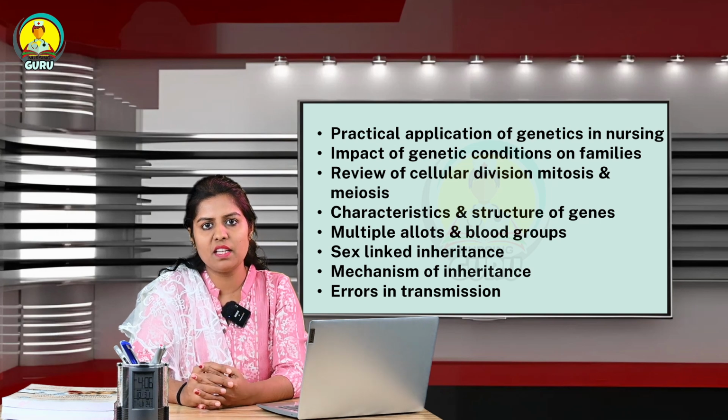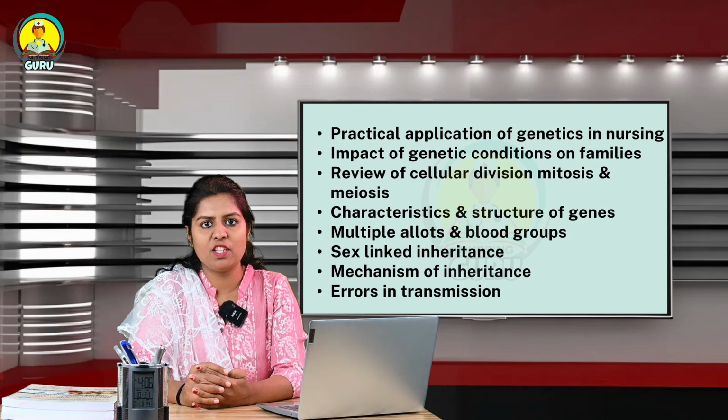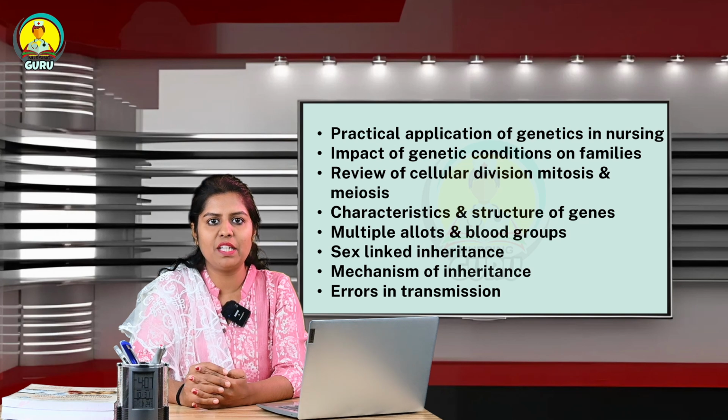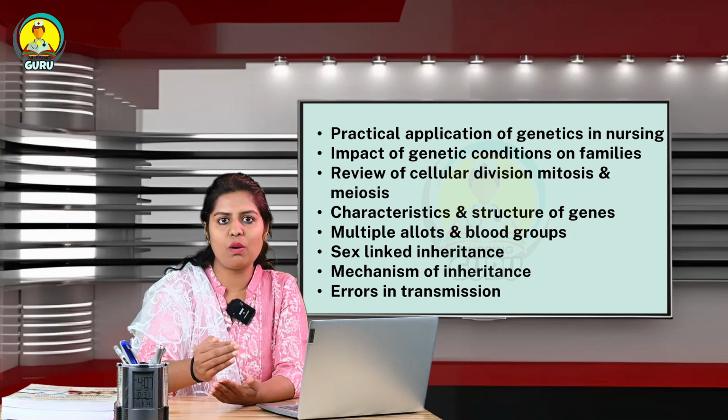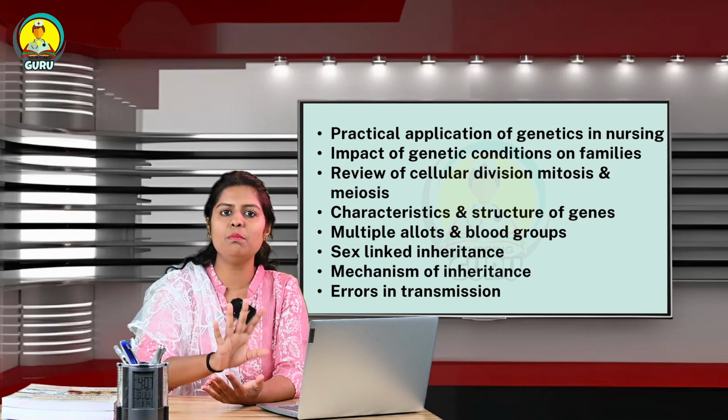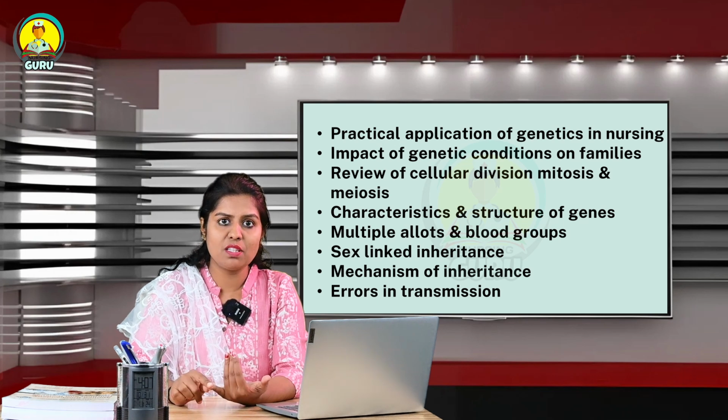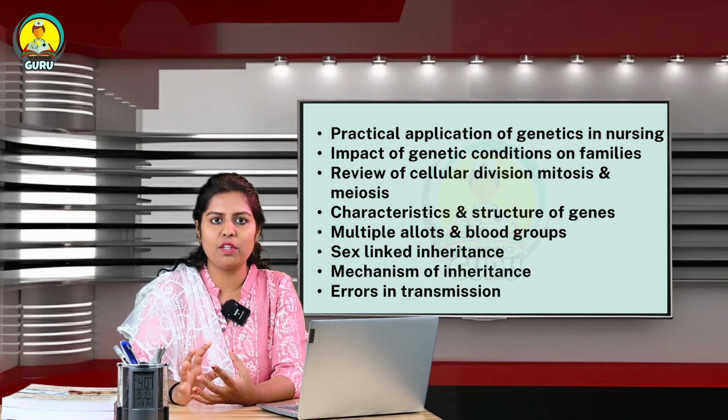Then characteristics and structure of genes, chromosome, sex determination, chromosomal aberrations, patterns of inheritance, Mendelian theory of inheritance, then multiple alleles and blood groups, then sex-linked inheritance, mechanism of inheritance, error in transmission. Under all these you may get some MCQs, but mitosis and meiosis you will get for 5 marks. Okay, this is very important.